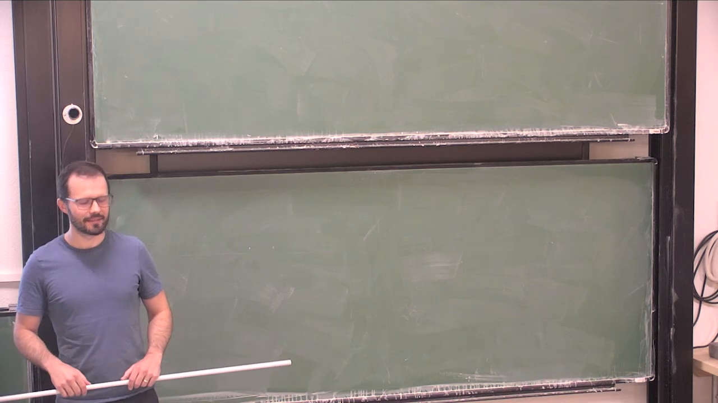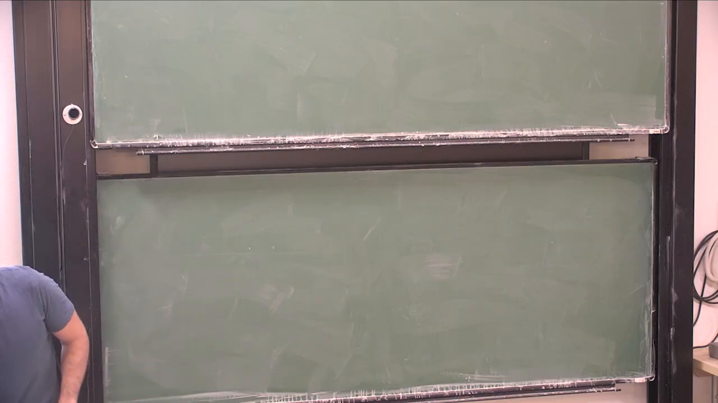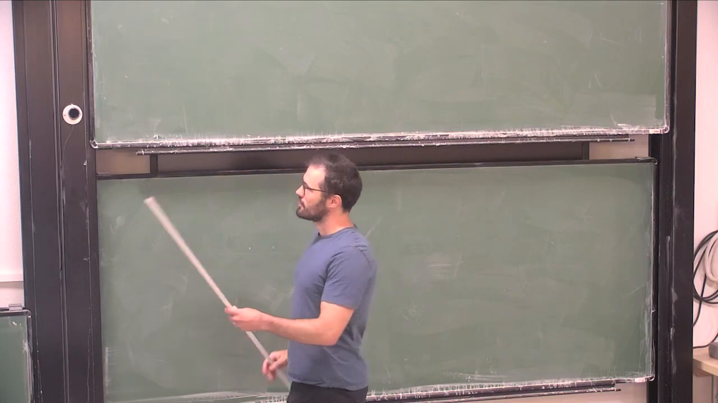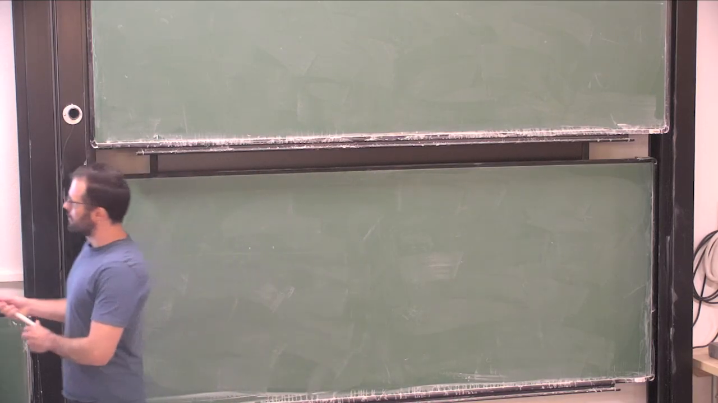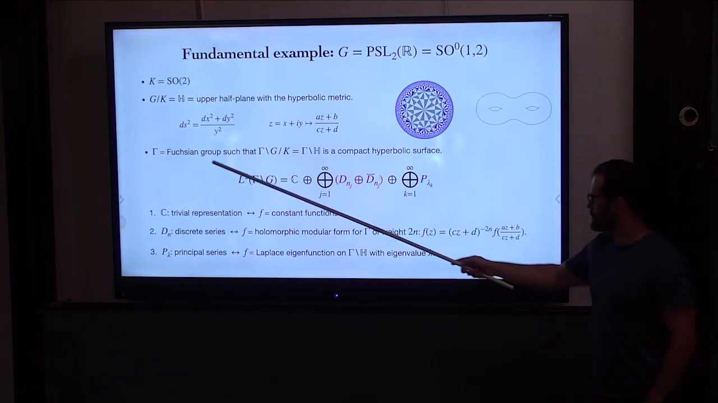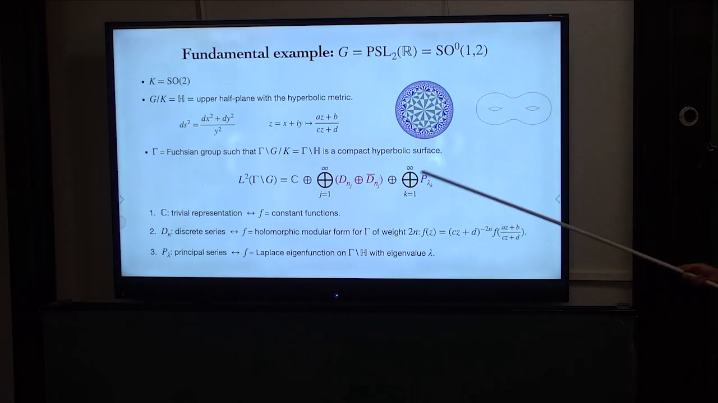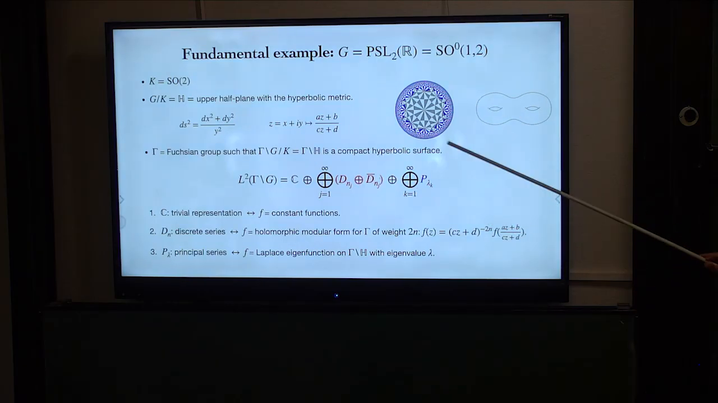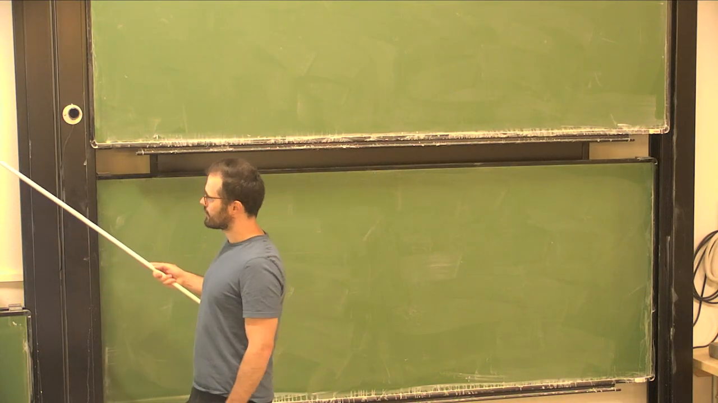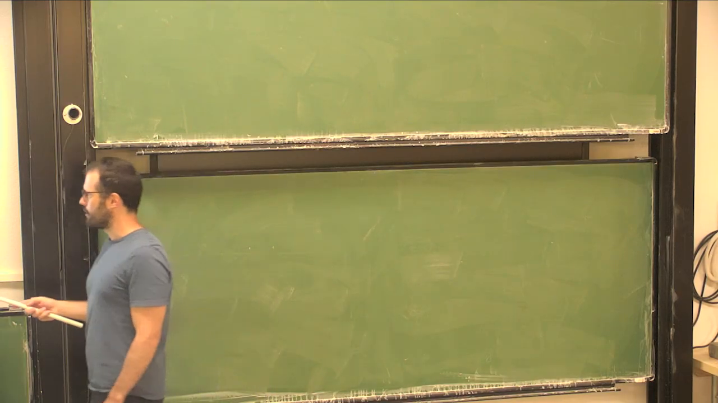That's right. Okay, so actually this is the example I already answered to Elena. So this is the fundamental example of PSL2R. Here the maximal compact subgroup K is SO2. G mod K is the upper half plane with hyperbolic metric. And gamma is a Fuchsian group, such that this double quotient is a compact hyperbolic surface. So here's an example of a genus 2 quotient where this black and white region is the fundamental domain for some particular gamma, and once you quotient you get a particular symmetric genus 2 surface.